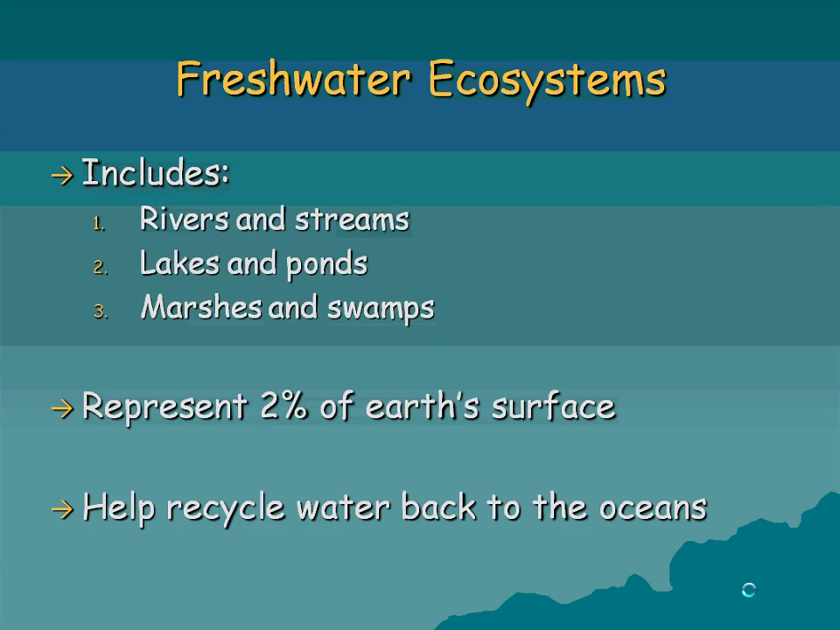But they're very important because if you think back to the water cycle, these freshwater ecosystems are what carry water back to the ocean, and they play a key role in the water cycle, where rainwater is collected and then cycles back.